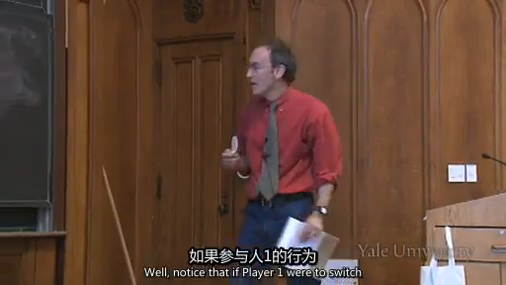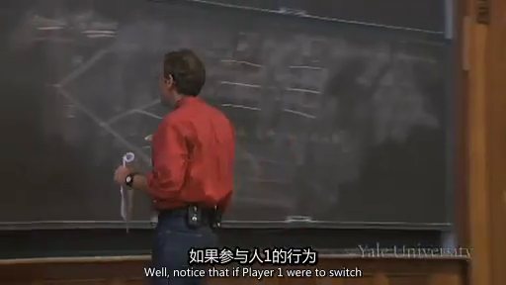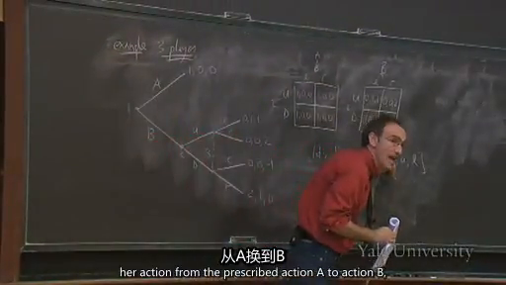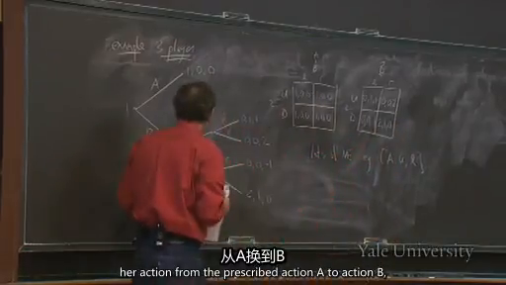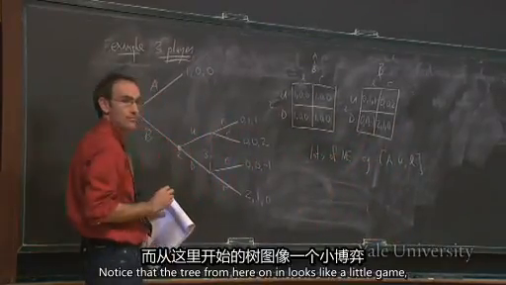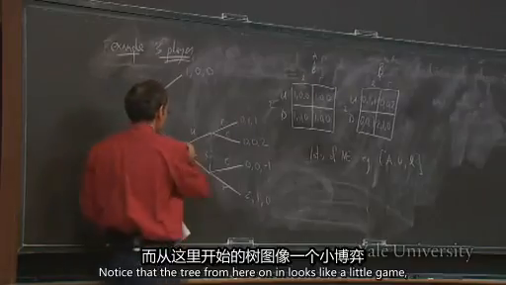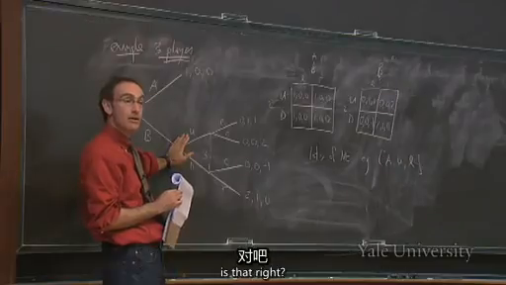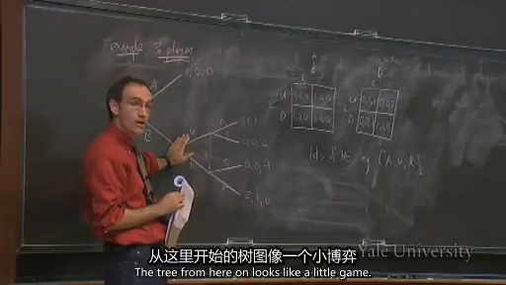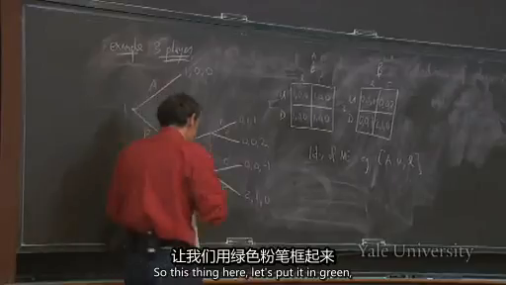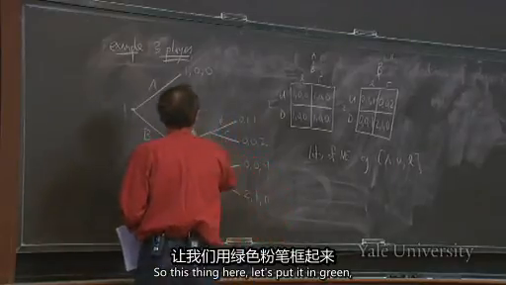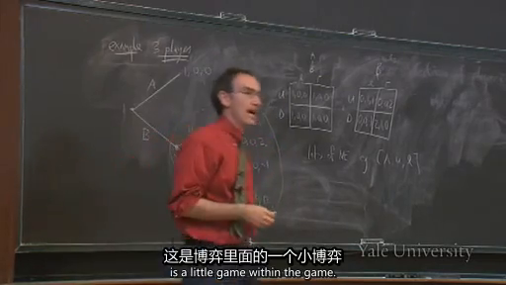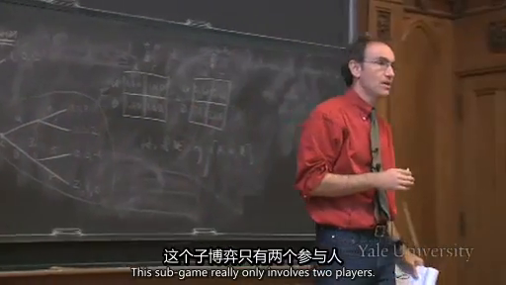Well, notice that if player 1 were to switch her action from the prescribed action A to action B, then we'd be here. All right? And notice that the tree from here on in looks like a little game. Is that right? So this thing here, let's put it in green, this thing here is a little game within the game. It's a sub-game. All right?